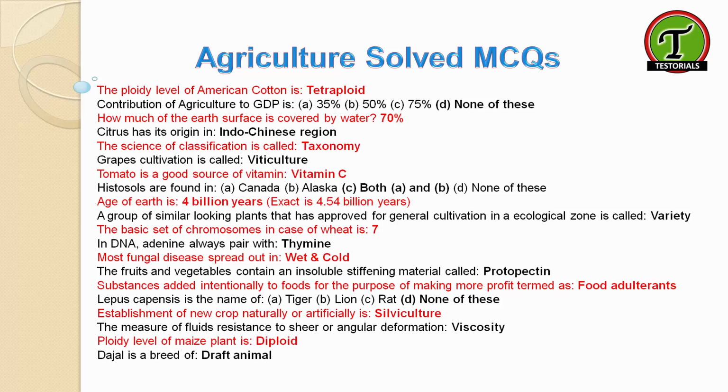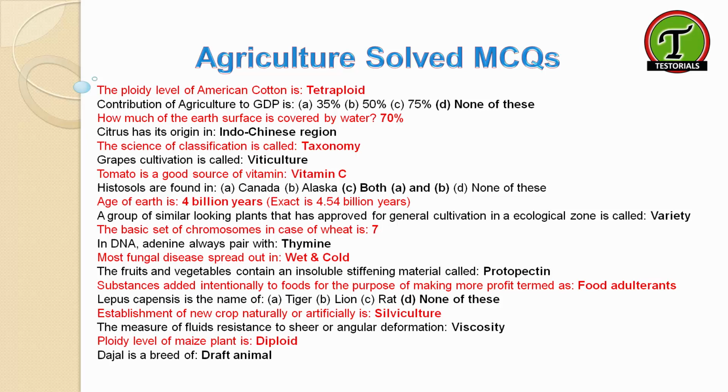65. The science of classification is called taxonomy. 66. Grapes cultivation is called viticulture. 67. Tomato is a good source of vitamin C.